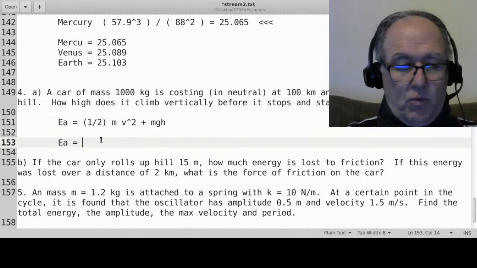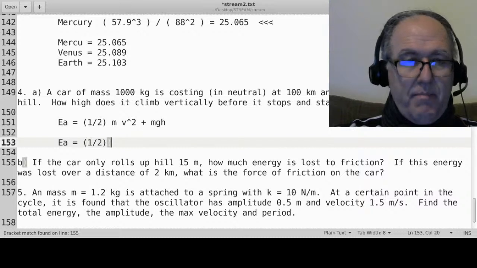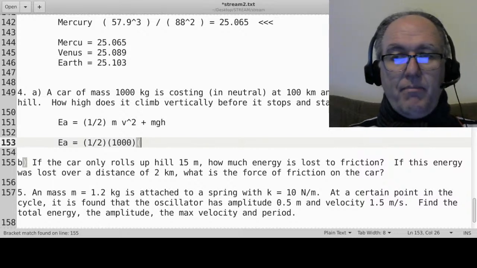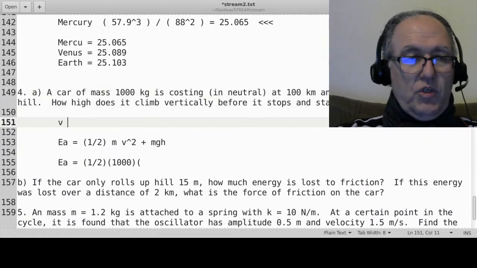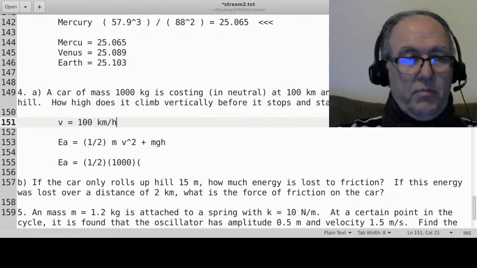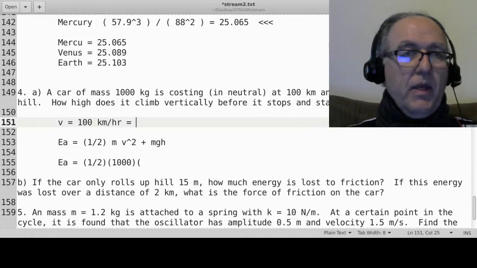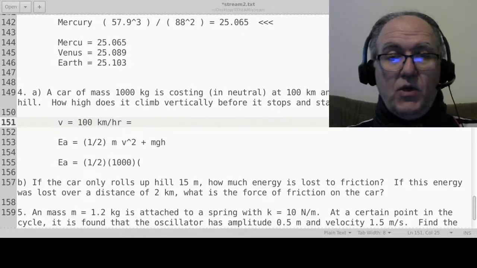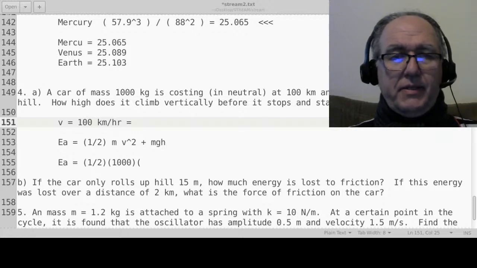All right, and so it's 1/2. M is 1000, and V is 100 kilometers per hour. Before we do that, maybe we should do a conversion. V is 100 kilometers per hour. That's not MKS, right? So kilometers per hour to meters per second, we've done that so many times, you just divide by 3.6.